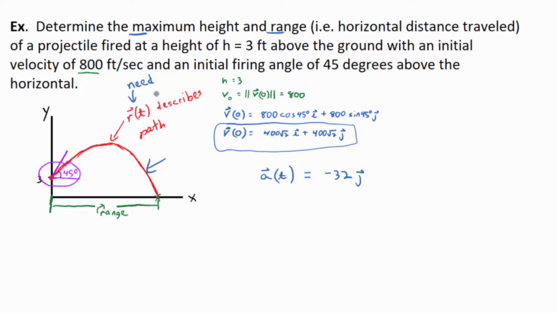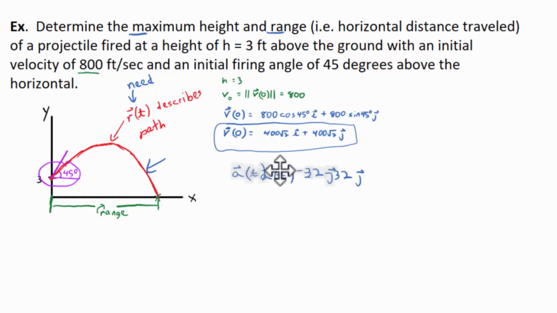But I can get it by, if I want v of t, for instance, what do I do to a of t? Integrate. If I want then r of t, what do I do to v of t? Integrate. So we can get it. It's going to take a little bit of work. Bear with me. And then we're going to state the formula that we essentially develop here at the end. Okay, so let's do this.